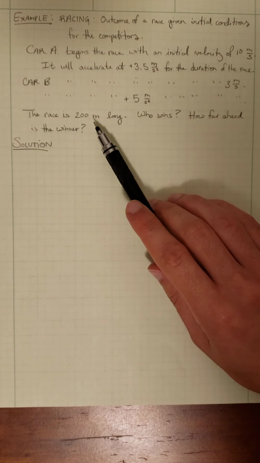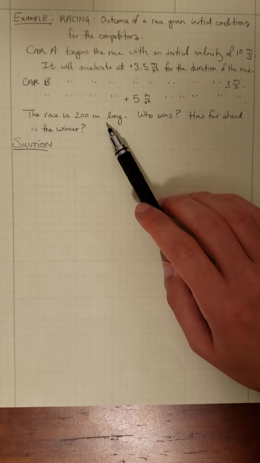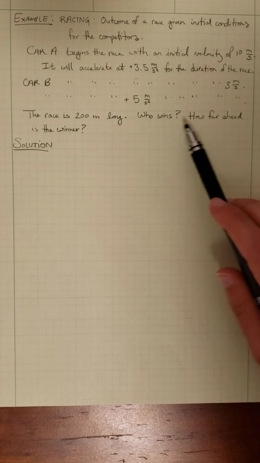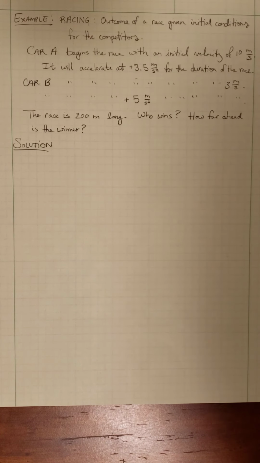The race is defined to be 200 meters long. Who wins? And how far ahead is the winner? Well, the questions, as usual, are posed in the order that they should be answered. In order to find a winner, we need to know who goes 200 meters faster.